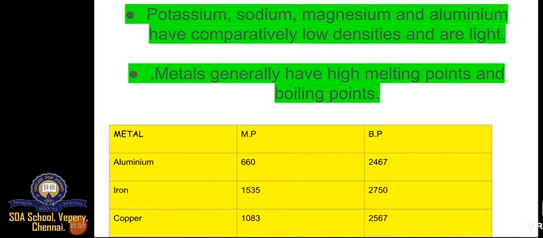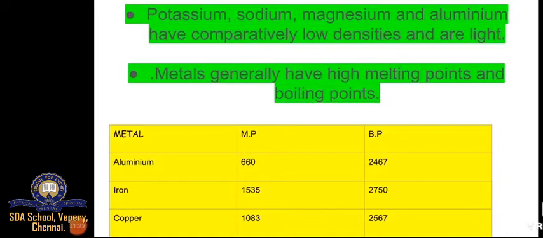Metals generally have a high melting point and boiling point. Because of what? Their molecules are closely packed, so we cannot break the molecules easily. So for the high melting and boiling point, it needs a high temperature to melt and boil.